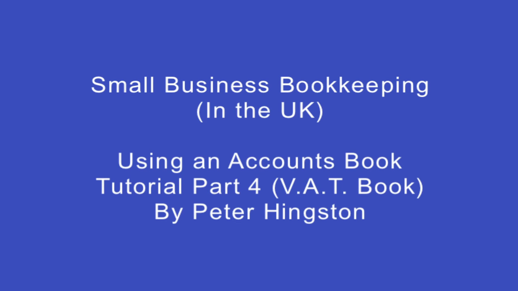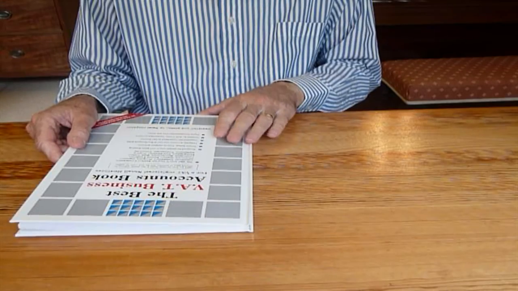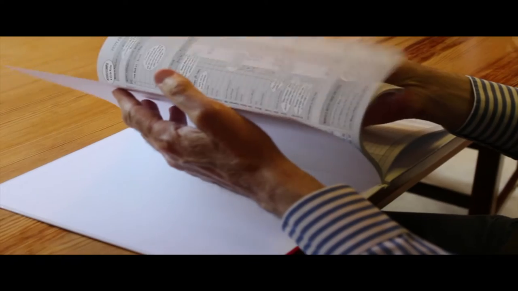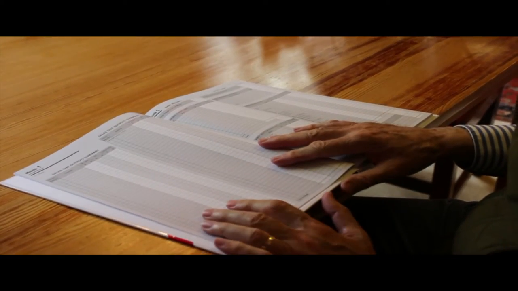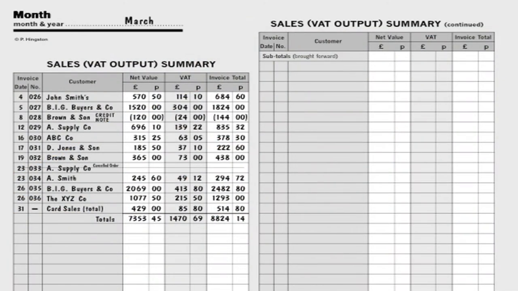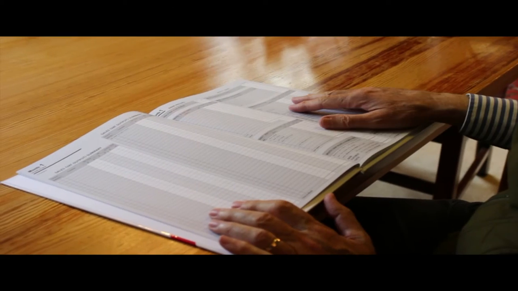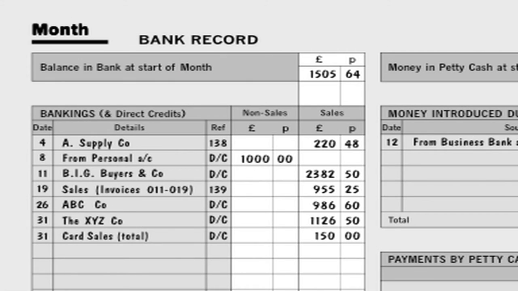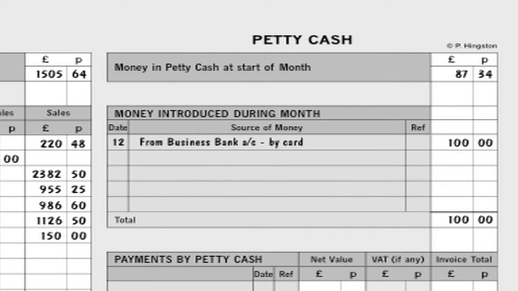Hello, in this video I'm going to talk about this accounts book, which is for a credit type business in the UK that's VAT registered. The working part of the book has a monthly layout with 4 pages for each month's accounts. On this first page is space to record all your sales, and opposite is a page with 2 columns. The left-hand column is for your bank record, and beside it is space to record petty cash.